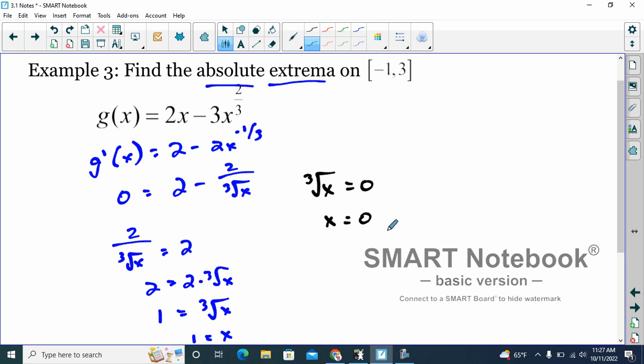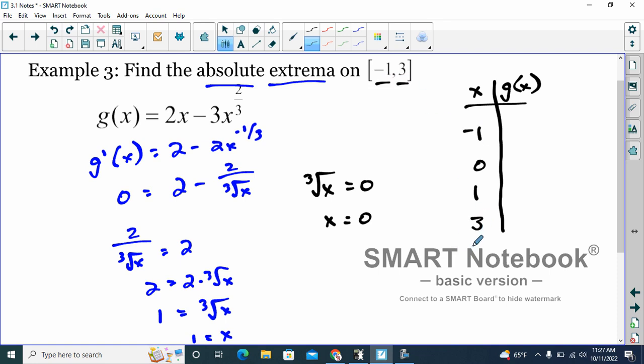So notice I get critical values of 0 and 1 this time. The critical numbers are not always 0 and 1. I realized they were on the last one. We set up our chart. We make sure we label it. We plug in the critical numbers for x, as well as the endpoints of the interval, and we are plugging back into the original equation.